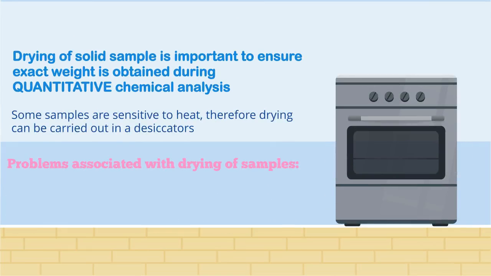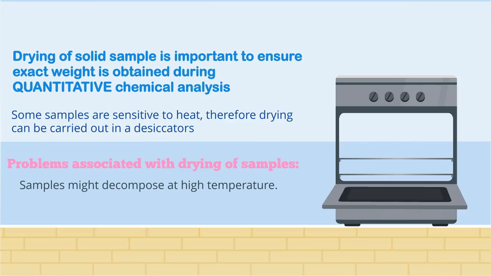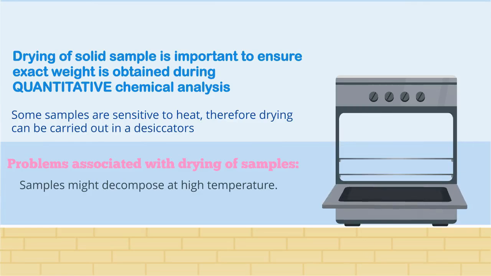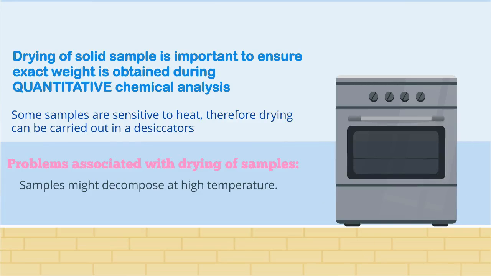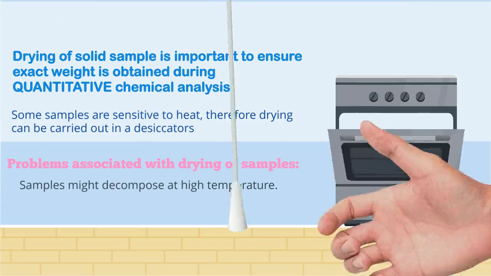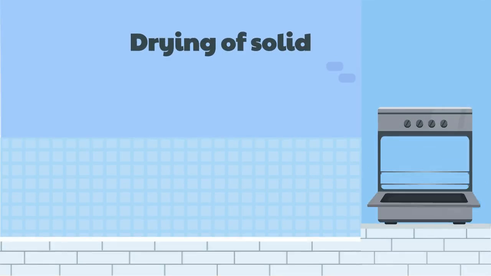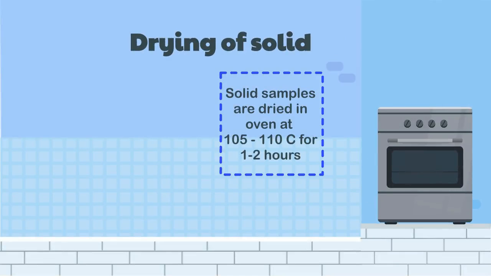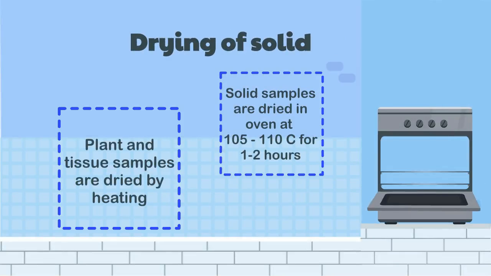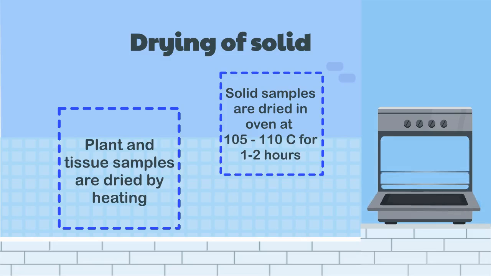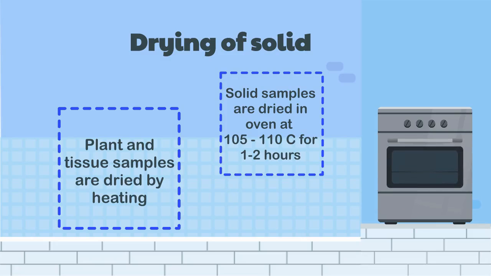For samples that are sensitive to heat, drying must be carried out in desiccator. Problem associated with the drying of sample is sample might decompose at high temperature. Drying of solid can be done by using oven. Solid samples are dried in the oven at 105 to 110 degrees C for 1 to 2 hours. Plant and tissue samples can be dried by heating.